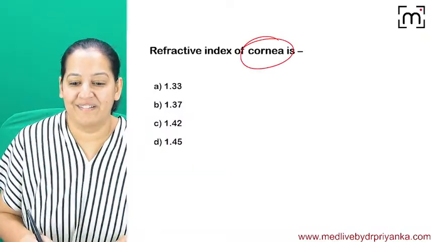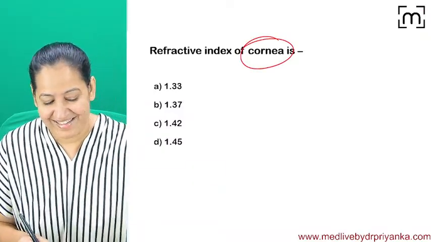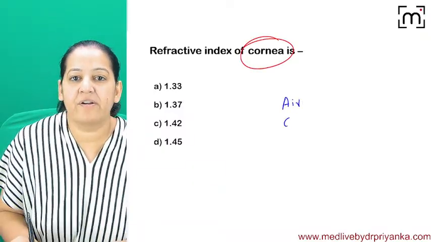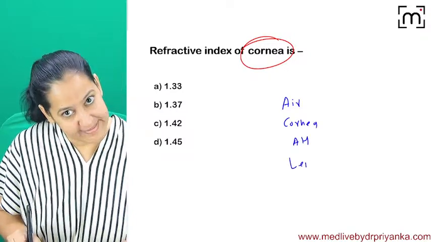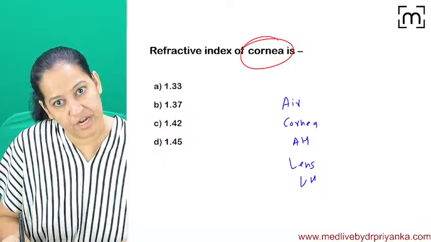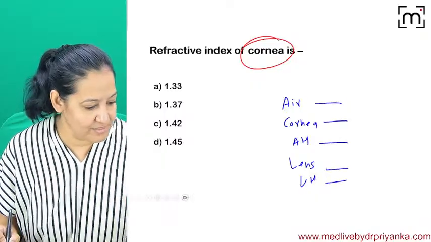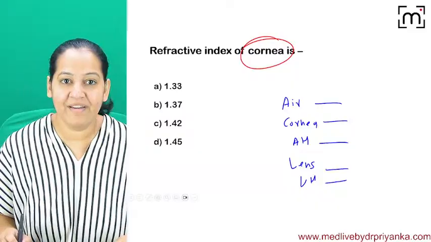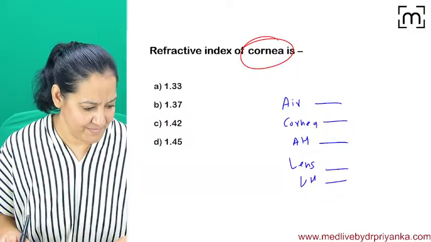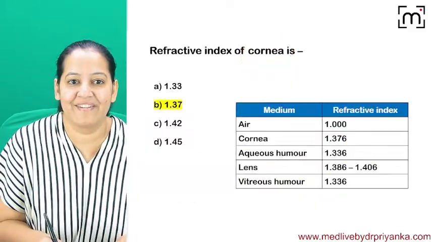Refractive index of the cornea. I asked you to learn the table. You tell me the refractive index of air, followed by cornea, then aqueous humor, then lens, and then vitreous humor. You tell me all 5. I asked you to say all 5, na? So, what will be the correct answer here? Yes, absolutely right. The correct answer here is B.